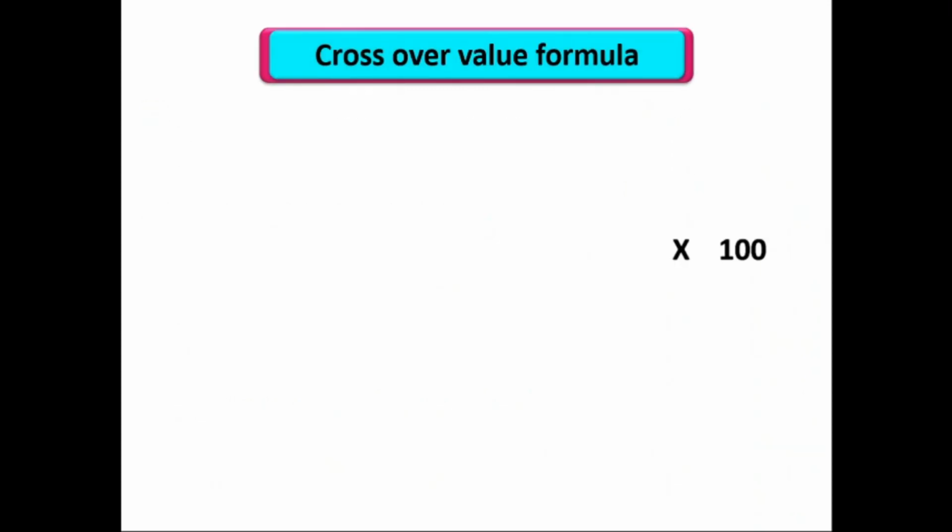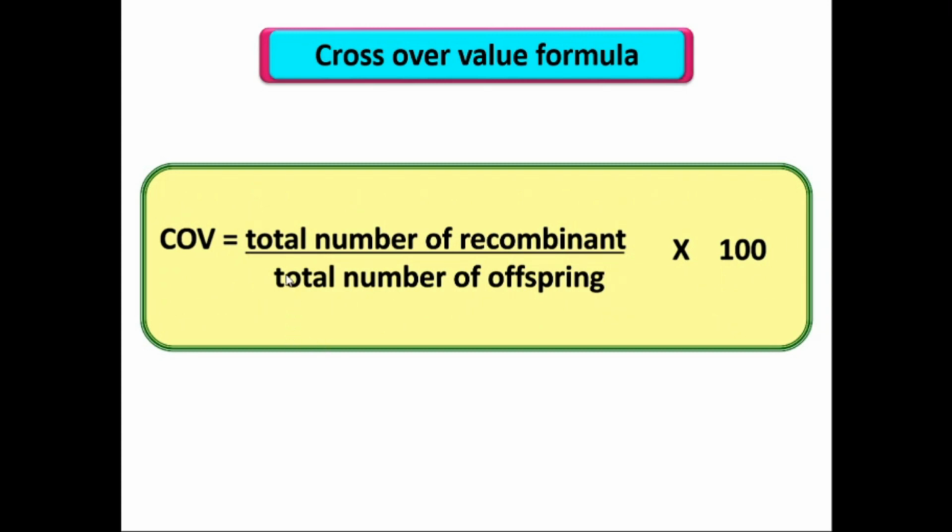For the COV, or crossover value formula, you take the total number of recombinants and divide it by the total number of offspring, and then don't forget to multiply by 100. The recombinants are the offspring which have a different phenotype from their parents, meaning they do not have the original phenotype of their parents. That is what we call recombinant offspring. So for the COV, you divide the total number of recombinants by the total number of offspring, then multiply by 100.